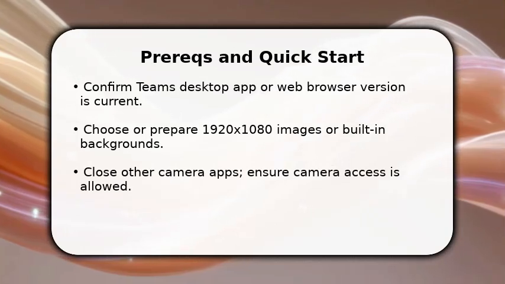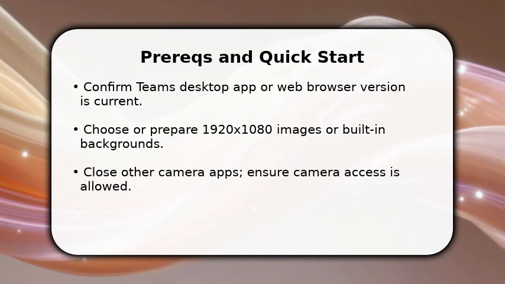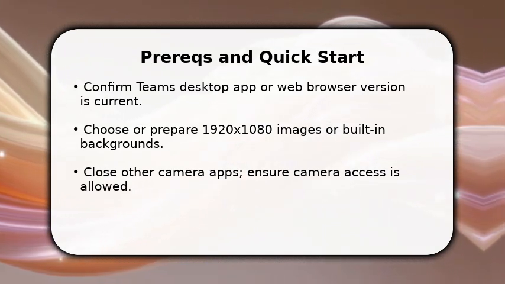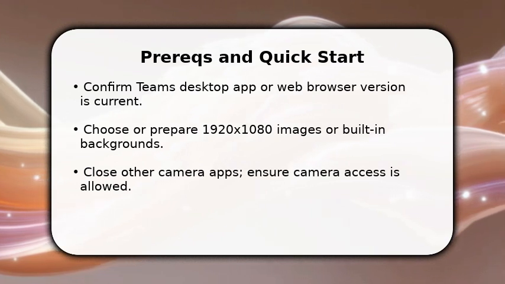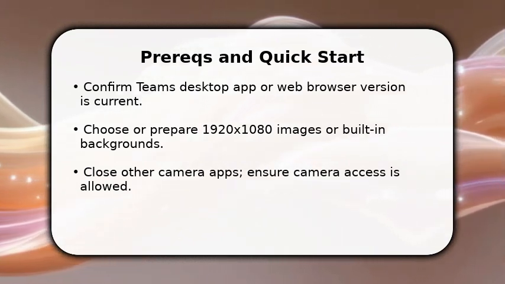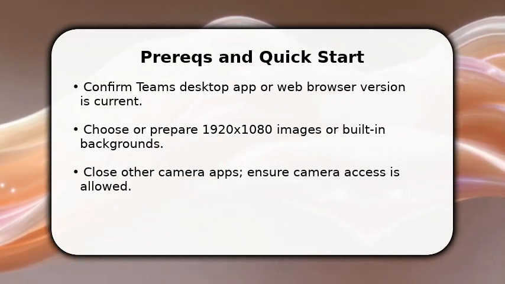You need the Teams app or a modern browser and an image ready. This speeds setup. First, open Teams and sign in, then click your profile avatar at top right to access settings. Once done, go to Devices to confirm your camera works and permissions are enabled. This prevents failures during the final step.